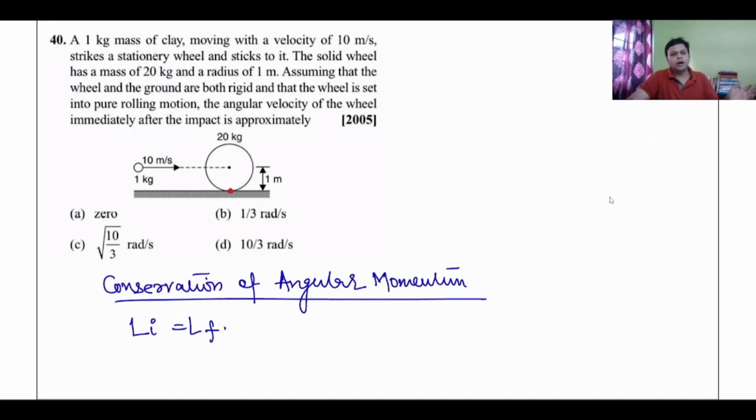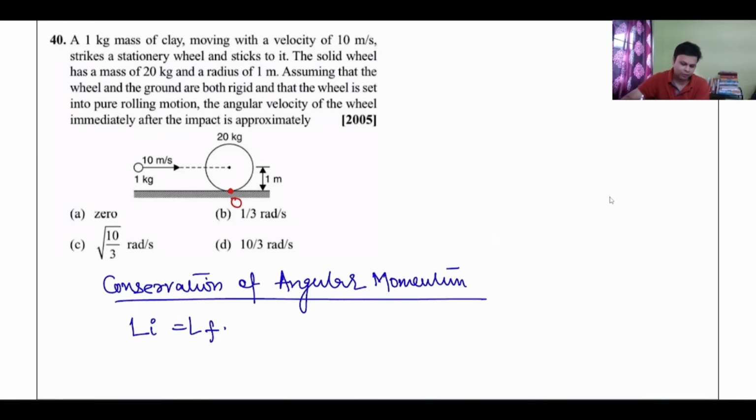Why? Because after the collision, when we find the angular momentum of the wheel, we'll find it about the ICOR, that is the instantaneous center of rotation. Let me call this point O. Definitely the initial and final angular momentum have to be calculated about the same point, so I'm considering this point.